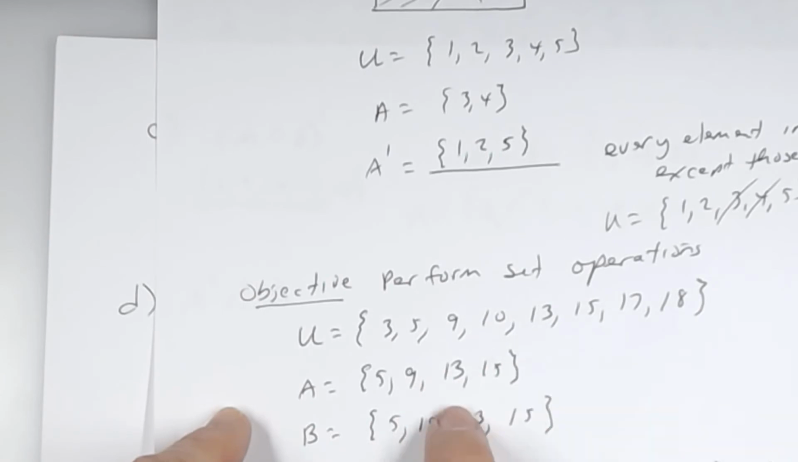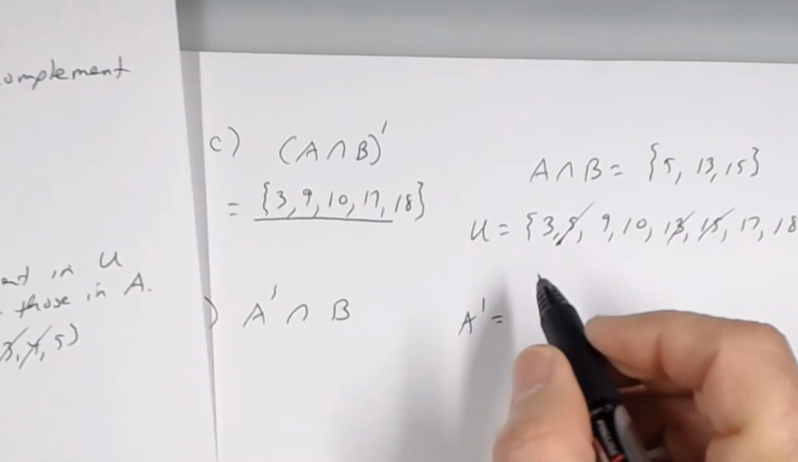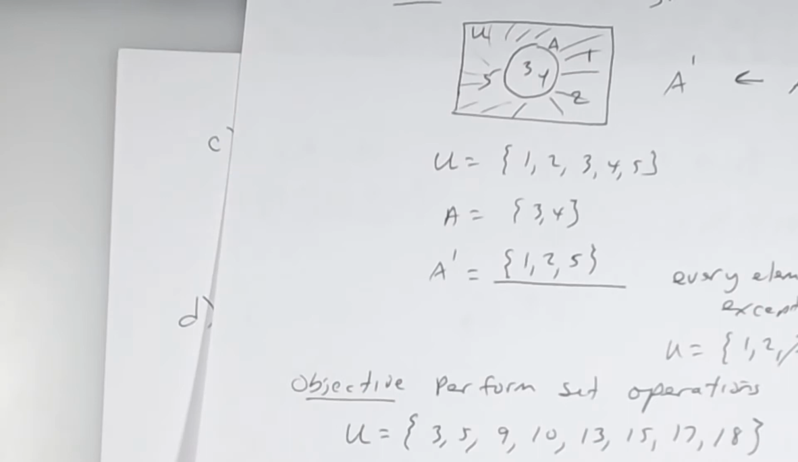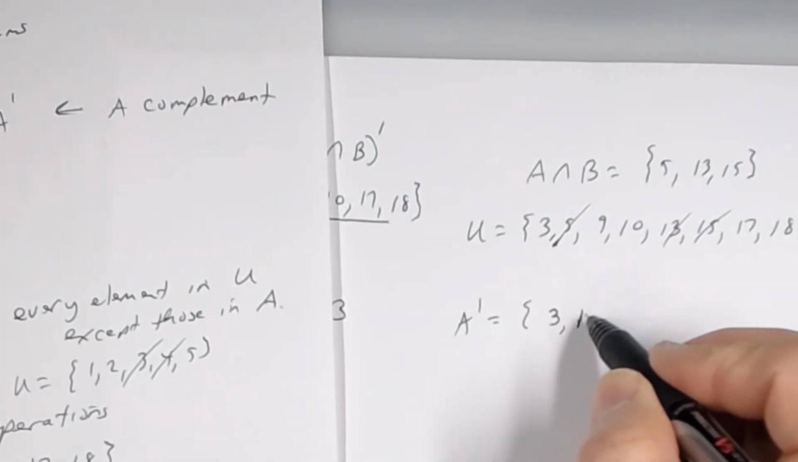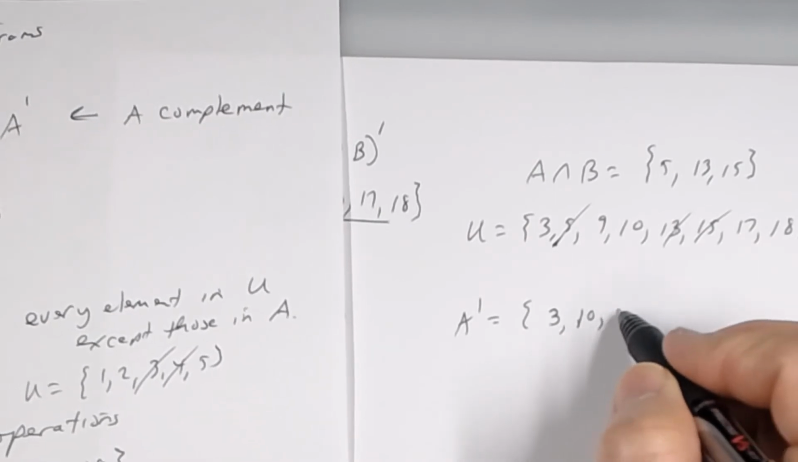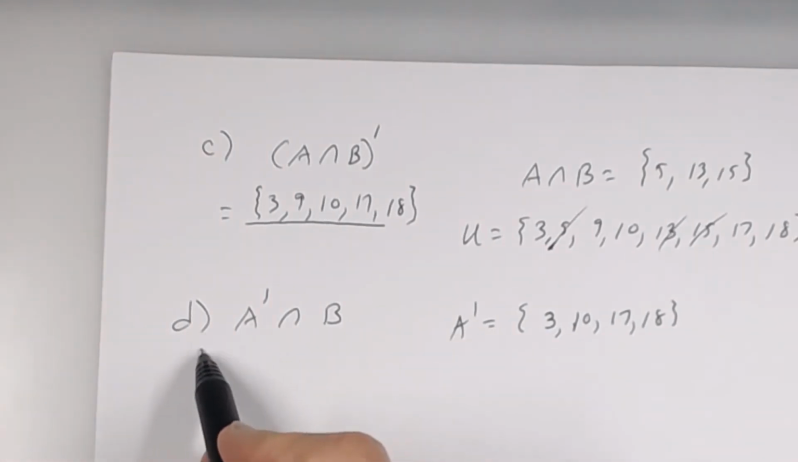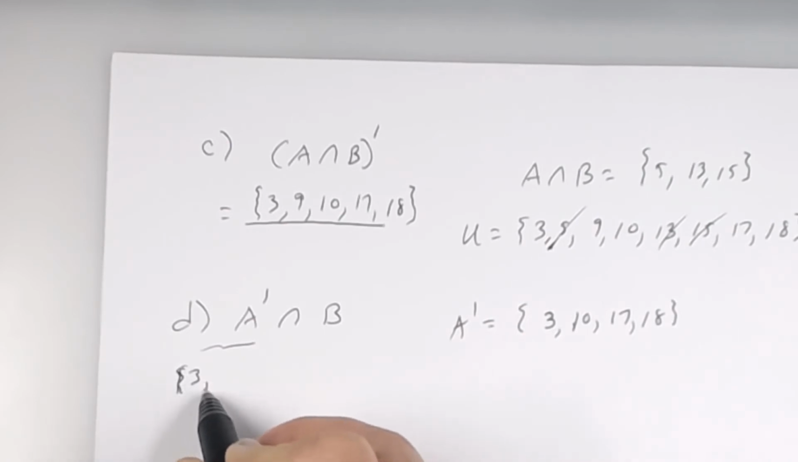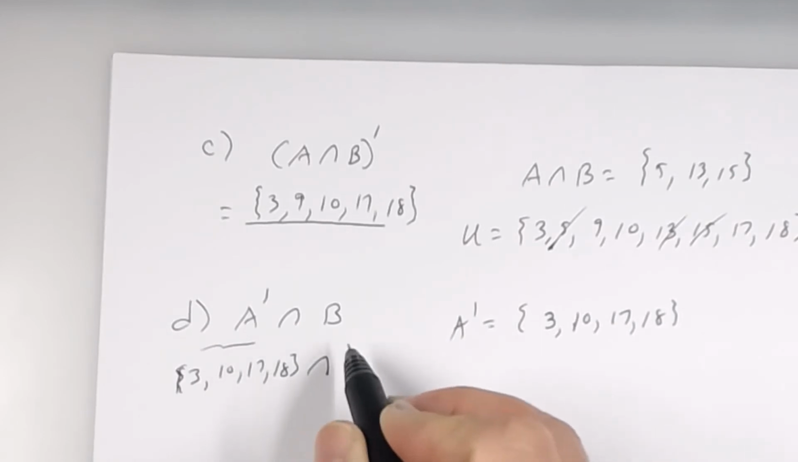So what will be A complement? Everything in here that doesn't include A. So A complement would be 3. I can't use 5. I can't use 9. The next one is what? 10. I can't use 13. I cannot use 15. And what are the next ones? 17, 18. So that's A complement. Now what I would do is go off to the side here and just rewrite this set, because I'm going to need it in a little while. Because I want to intersect it with what set? B. And here's B right here.